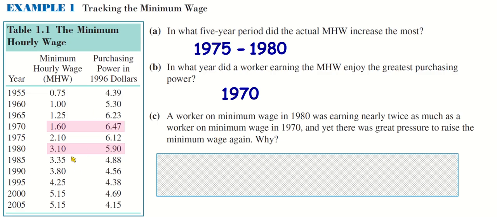And then the last question, why these are highlighted. A worker on minimum wage in 1980 was earning nearly twice as much as a worker on minimum wage in 1970, because 160, 310. And yet there was great pressure to raise the minimum wage again. Why? Kind of a somewhat open-ended question. Sometimes it's hard to figure out exactly what they're looking for. This one's not that bad, but there can be questions where you're giving a written answer, and it's almost like, what do they even want with this explanation?